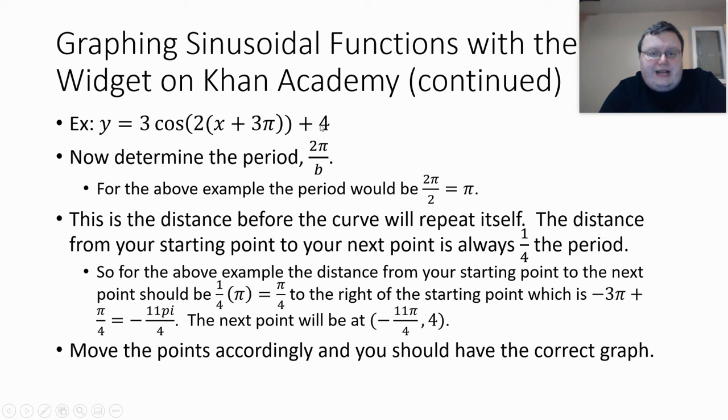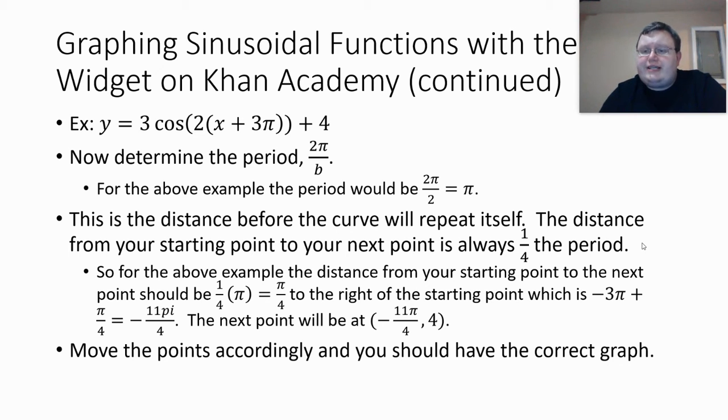All right, so now same example here. I keep carrying this example over in the problem. Now I have left the 2 factored out so that you can see that. I wrote it in that form instead of the original form. Now determine the period. That'll be 2 pi divided by b. So for the above example, that would be 2 pi divided by 2. B is the value right here in front that's been factored out. That's the 2. So 2 pi divided by 2, which is pi. This is the distance before the curve will repeat itself. The distance from your starting point to your next point is always 1/4 of the period.